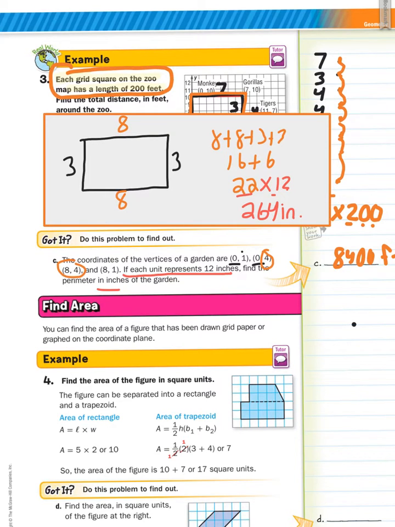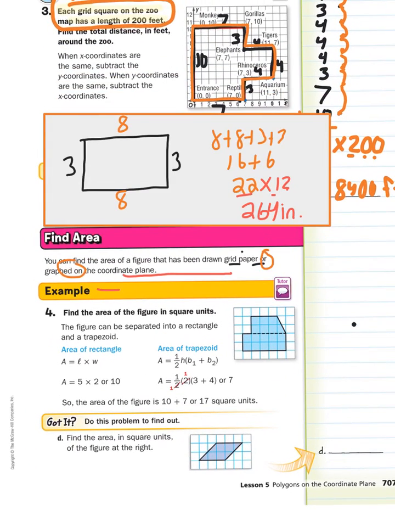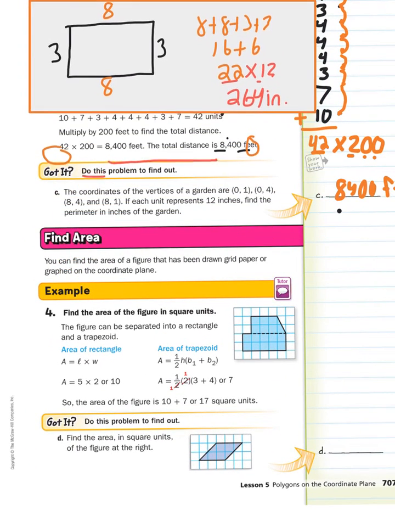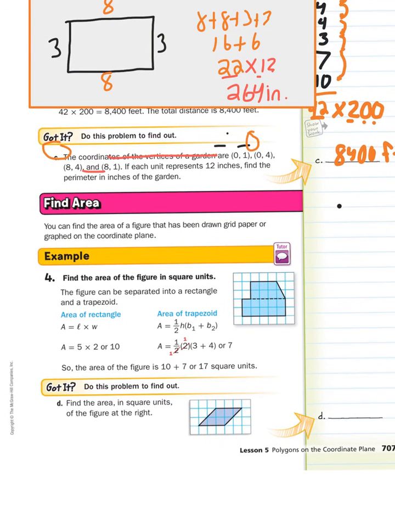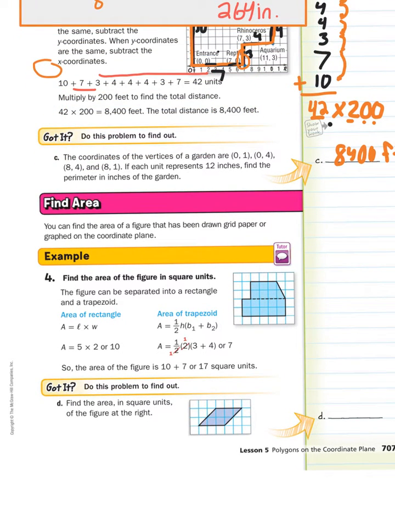All right, I hope you got that one. Okay, are you ready for the next part? In the next part, it is all about finding area. Now, the good news is, you know how to do this, it's just that area is going to make it a little bit different. This says you can find the area of a figure that has been drawn on grid paper or graphed on a coordinate plane. Find the area of the figure in square units. Now this is an irregular figure, so we're going to split it into two parts.